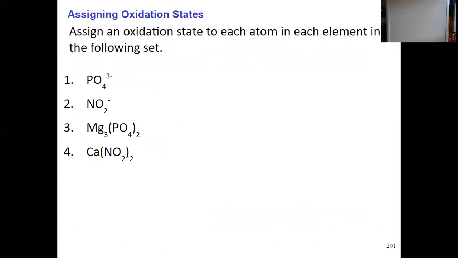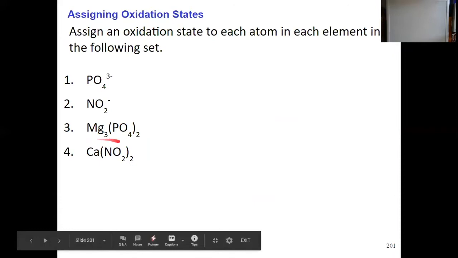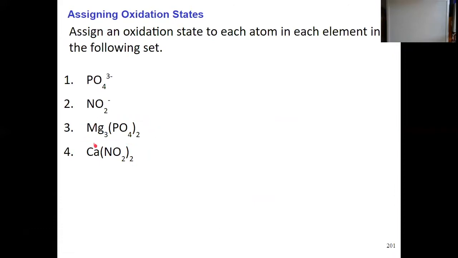Okay. Now we're going to use a whiteboard to run through how we assign oxidation states in polyatomic ions, and then how we use everything that we know to assign oxidation states to elements in compounds that have polyatomic ions in them. Okay? We'll do these together, and then you guys can do the next set of slides on your own.